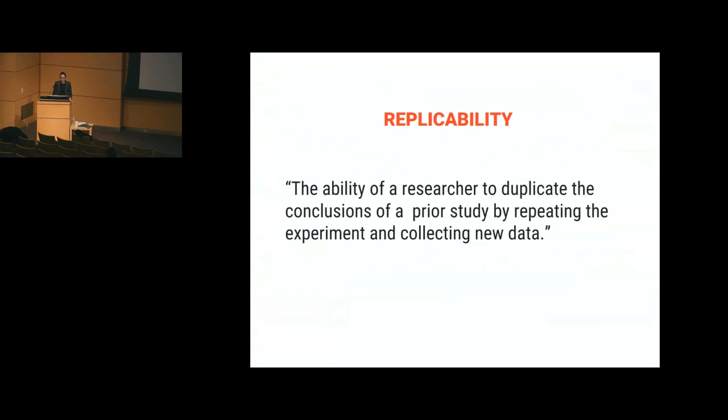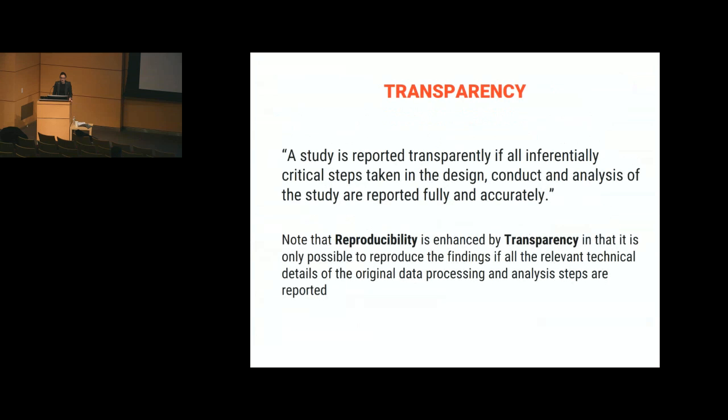Replicability, on the other hand, is the ability of a researcher to duplicate the conclusions of a prior study by repeating the experiment and collecting new data. So now you have to duplicate the results of a prior study if you use the same procedures, but with new data. A study is reported transparently if all inferential critical steps taken in the design, conduct, and analysis of the study are reported fully and accurately. I will show you a diagram in a little bit that connects all these terms, but note that reproducibility is enhanced by transparency, that you can only reproduce the findings if you know all the technical details of the original data processing and analysis steps reported.